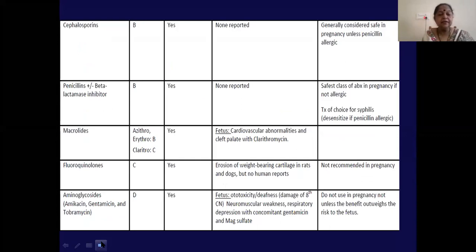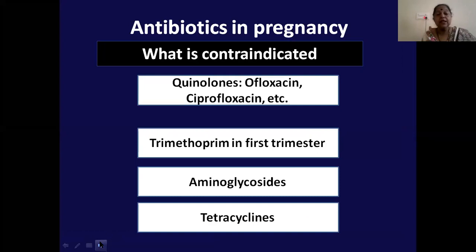So these are various other antibiotics. Most importantly, I want to highlight fluoroquinolones. It is category C. In animals, quinolones have been found to cause arthropathy, so quinolones should not be given to pregnant women, as they affect the neonates. There are no human reports till now, but there are reports in animal studies of arthropathy. Likewise, aminoglycosides like gentamicin, streptomycin, amikacin, and tobramycin cause fetal ototoxicity. So do not use them in pregnancy unless the benefit outweighs the risk to the mother. So these are the contraindicated drugs.